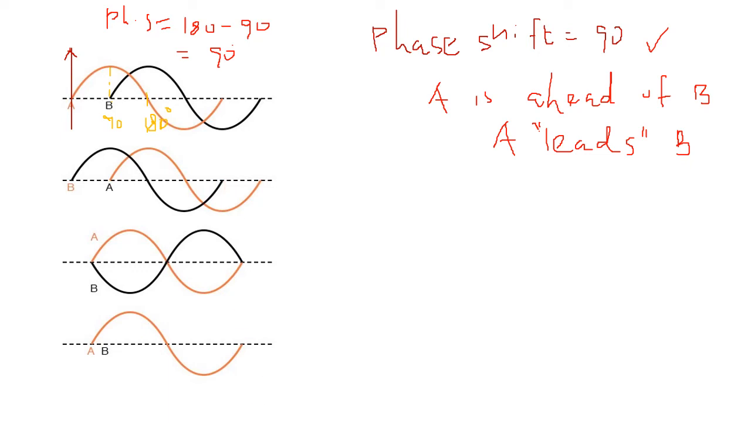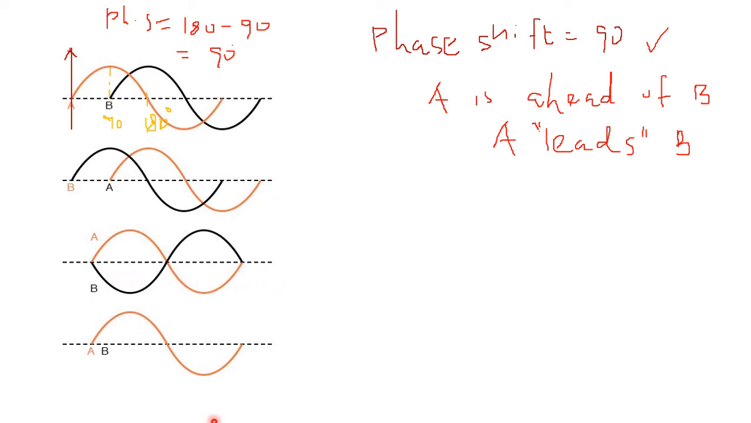But here B is ahead of A. Here A is ahead of B. Here B is ahead of A. Then another way we can tell is B leads A. B is ahead of A or B leads A. So when we consider the third figure, this is something like a mirror image. Therefore, we can tell A and B waveforms are mirror images of each other.